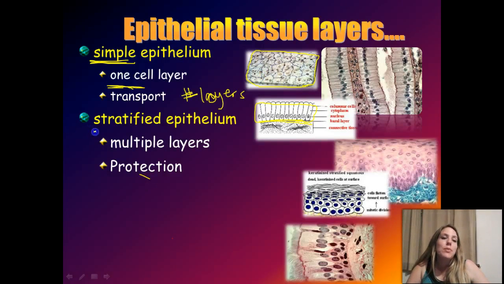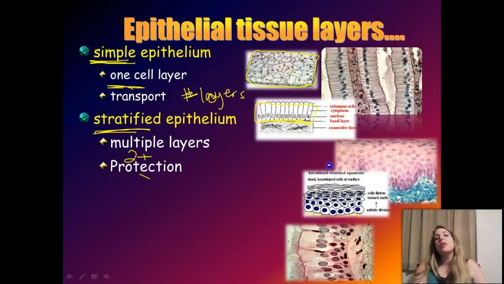Now, the opposite of simple is stratified, and this would be two or more layers of epithelial cells stacked on top of each other. So if we look at this picture right here, notice that there's a layer here, and then there's a layer here, and a layer here, etc. So there's multiple layers of those cells, and that makes them what we call stratified.